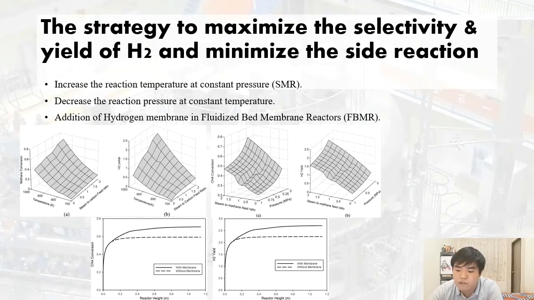As we can observe, the number of moles of gas at the product side is higher than the reactant side in all the reactions, which in other words means decreasing the pressure helps to shift the reaction equilibrium to the product side. Lastly, we can install a hydrogen membrane to the reactor bed. An experiment was carried out between two reactors with and without a hydrogen membrane, while the temperature and pressure were set constant. It showed that the yield of hydrogen gas is higher when a hydrogen membrane was installed.